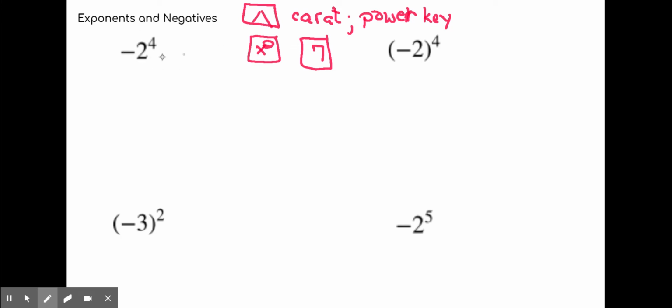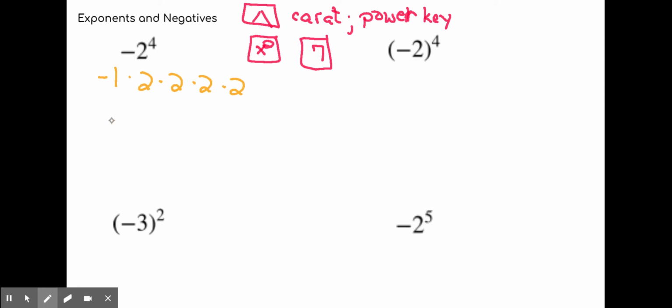So let's look at these two problems here. The first one, they look very similar, right? They both got a negative, they both got a 2, they both got a 4. This one doesn't have parentheses and this one does. Okay, so first let me show you what they mean. So when the negative is not in parentheses, that means the negative is not part of the base. So this is really negative 1 times 2 times 2 times 2 times 2. Okay, so this means I'm going to use my negative one time. When it's not in parentheses, use the negative once.